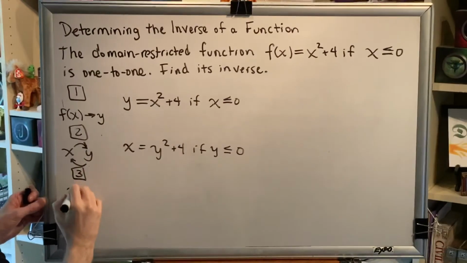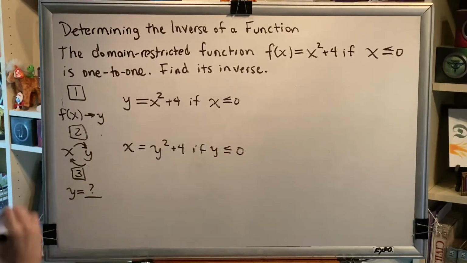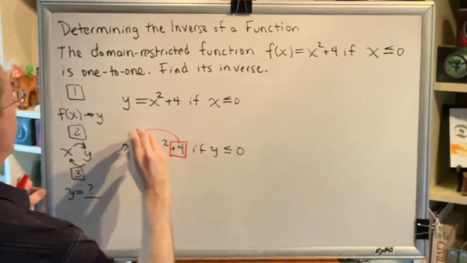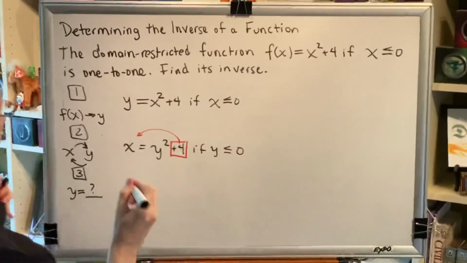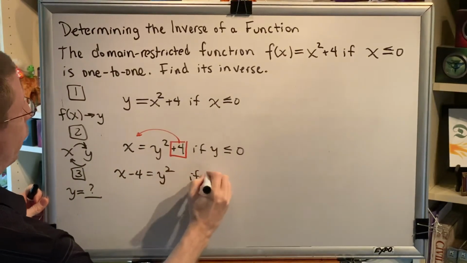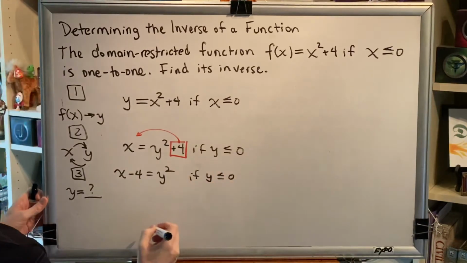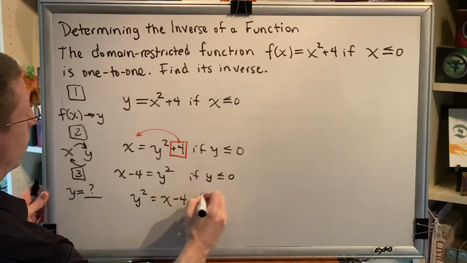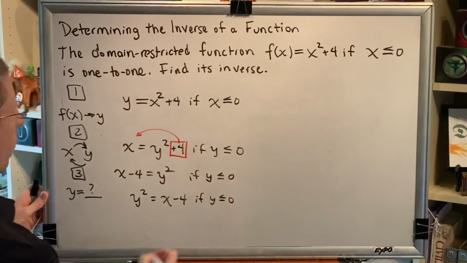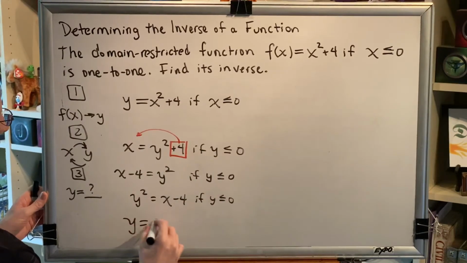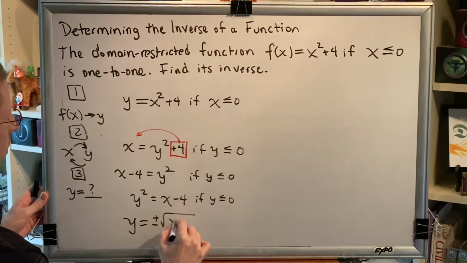Step 3, solve for y. All right, well, to solve for y is actually fairly easy in this particular problem. We're going to subtract 4 on both sides. This is going to give us x minus 4 equals y squared if y is less than or equal to 0. I'm going to swap the two sides of our equation and then use the square root property from intermediate algebra. Drop the square and any parentheses, and on the other side put plus or minus square root.